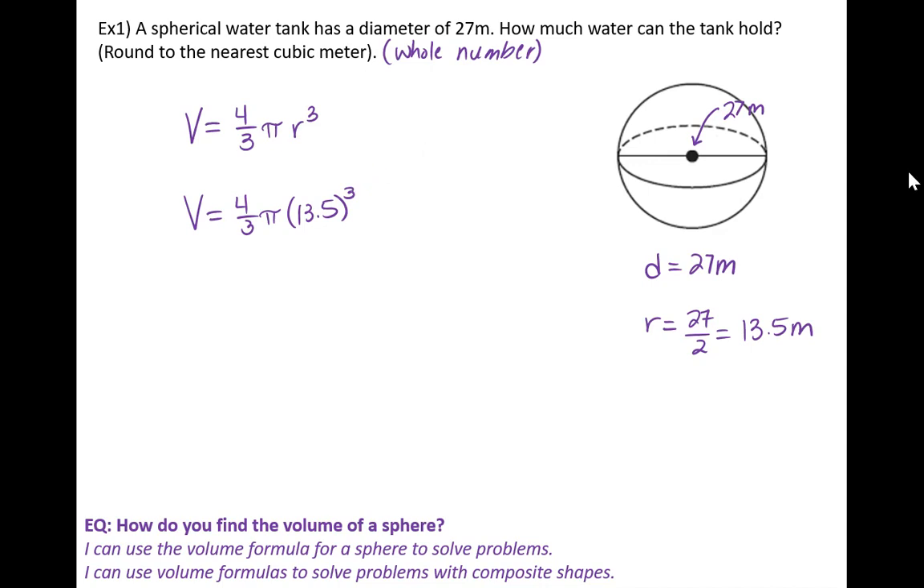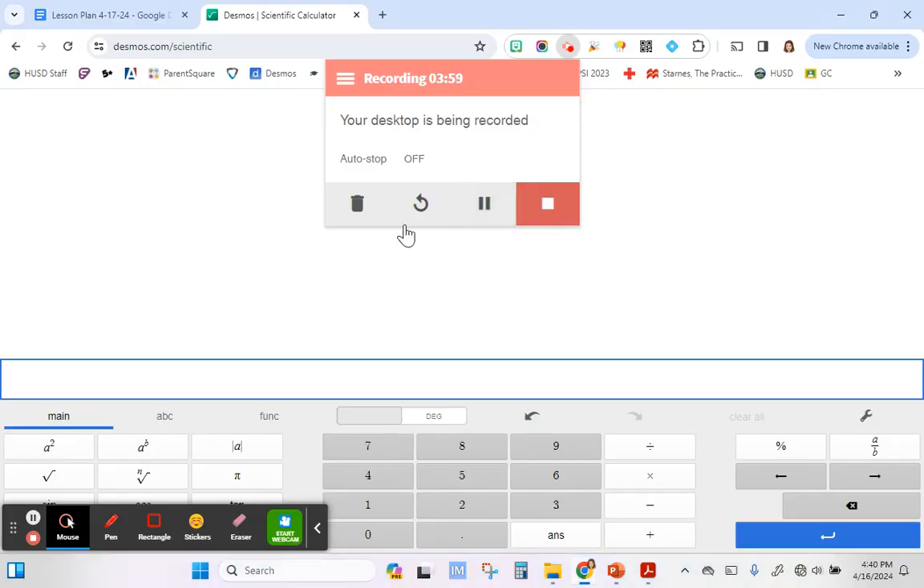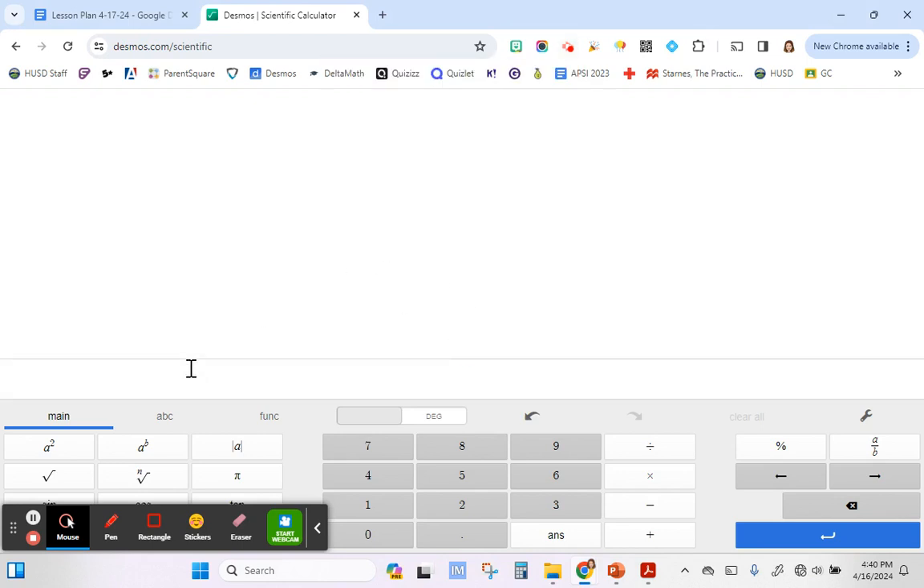To help us out today, I am going to include using Desmos. So we're going to pop over. Oh, that's precious. Yes, I know my thing is recording. Can make that go away. Okay, cool. Sorry about that.